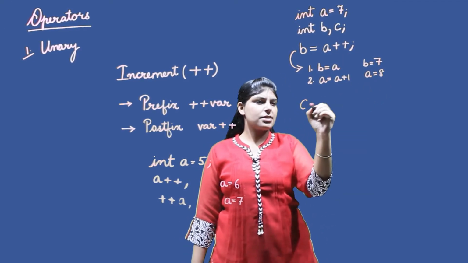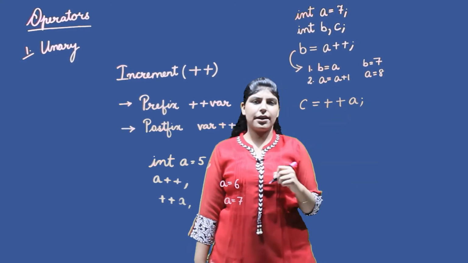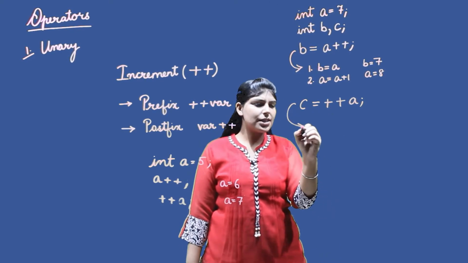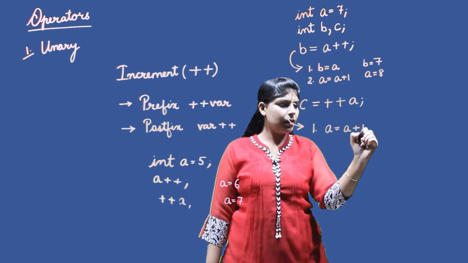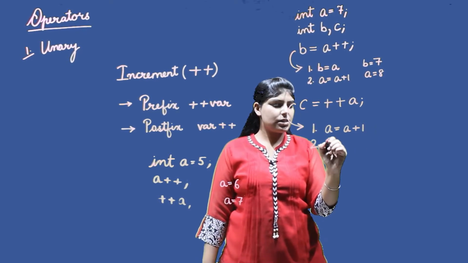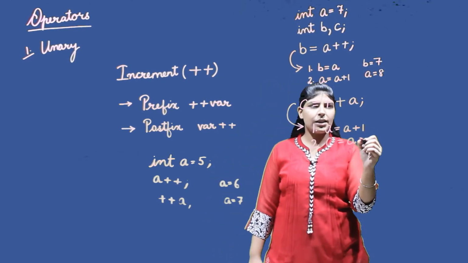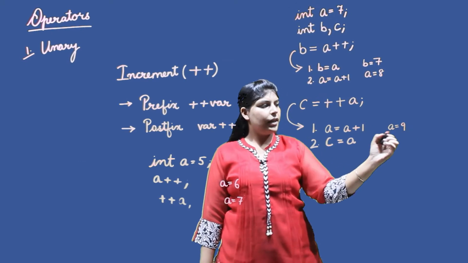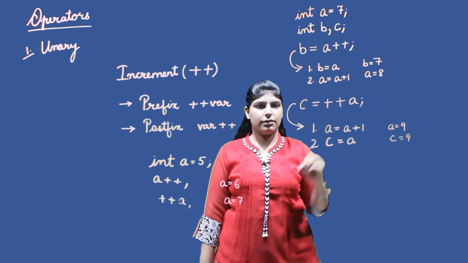If I had used this, so c is equals to plus plus a. What happens here is, here I am using prefix notation. So when I will break down this step, I'll first write a is equals to a plus 1 and then I will write c is equals to a. Now first the value of a is incremented, a is 8. So here a becomes 9. Now this value is assigned to c, c becomes 9 here.